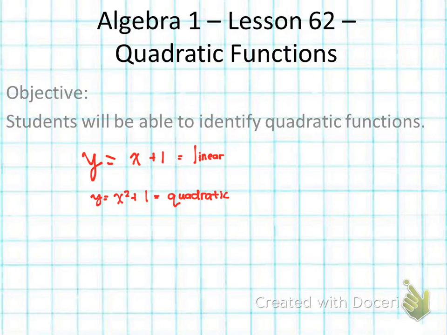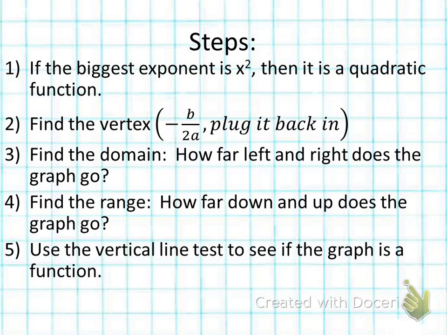And then if we have y is equal to x cubed plus 1, x cubed plus 1 is a cubic function, cubic. Okay? So we look for the x, and then we see what's the biggest exponent on the x. x to the first is linear. If it's x squared, quadratic. x cubed is cubic. Okay? So we're going to be doing these steps today. When graphing quadratics, we're going to figure out the vertex, graph it, find the domain, find the range, and use the vertical line test.